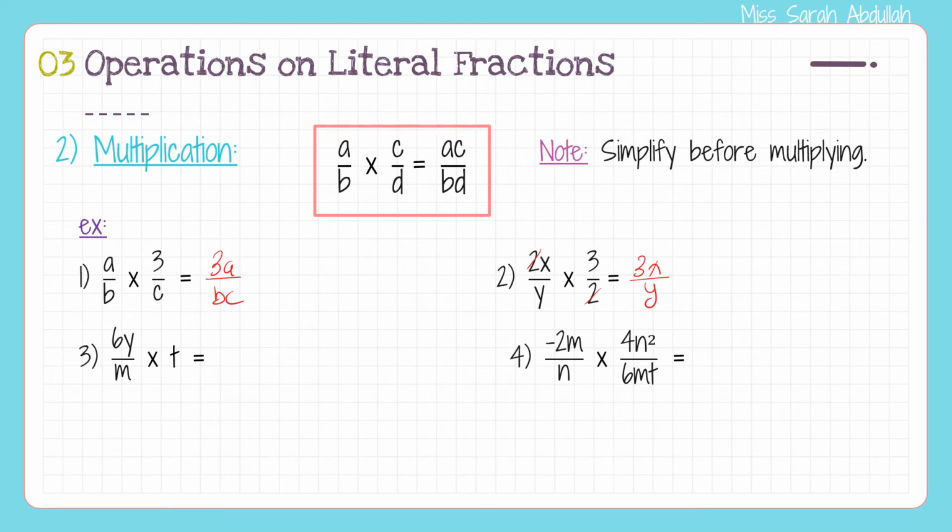Okay, now number 3, 6y over m times t over 1. So 6y times t, it's 6yt over m, okay, because this one becomes over 1. Number 4, see, this is what I was talking about. Here, it's important to simplify before we multiply because you have so many letters, so many numbers.